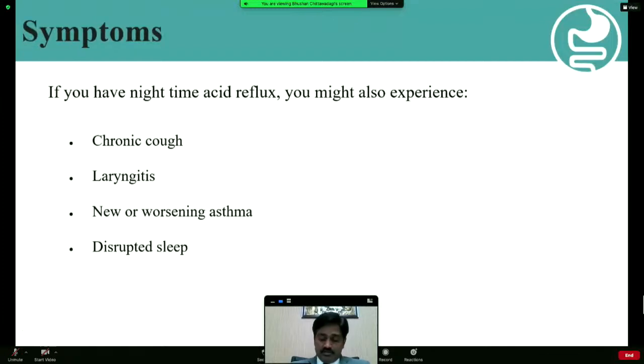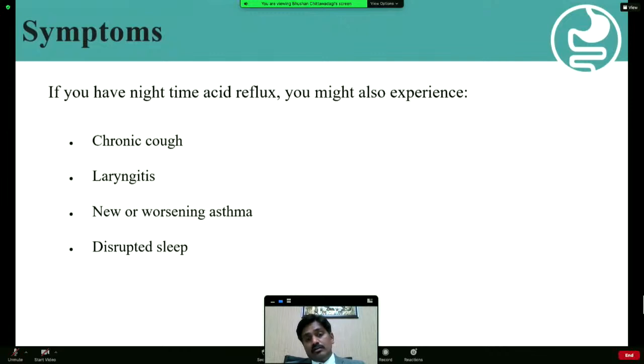Now, there are some non-typical, or atypical, symptoms of reflux also. Sometimes if you have nocturnal reflux, like reflux coming up in the night time, especially during sleep, some patients tend to develop a chronic cough, because whenever the acid comes up, it starts to spill over into your windpipe, also causing chronic cough. Laryngitis is where your voice starts getting affected, giving a hoarse voice.